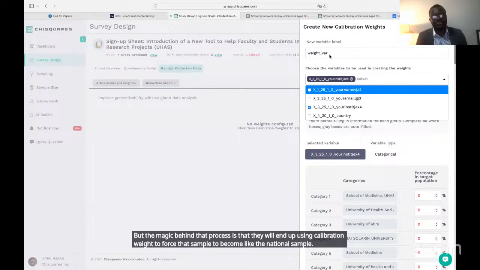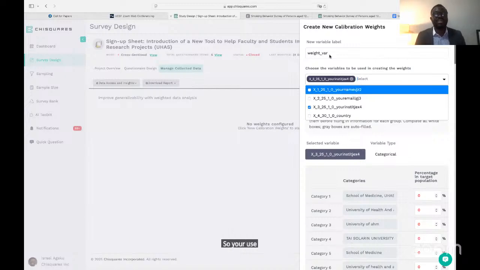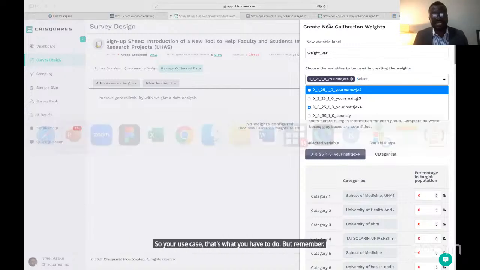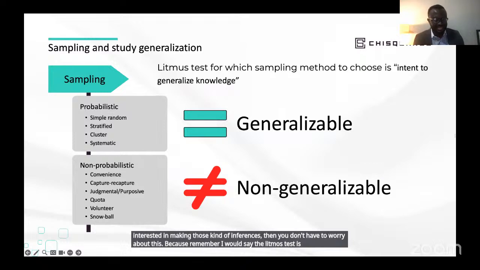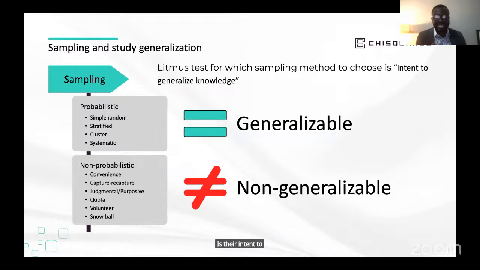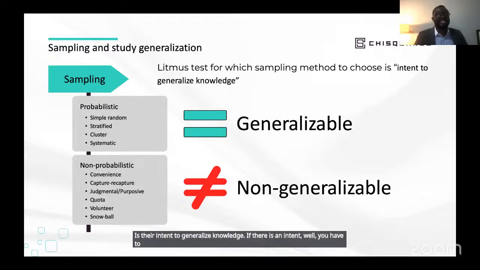So in your use case, that's what you have to do. But remember, this is only important if you are trying to make inferences to the population. If you're not interested in making those kinds of inferences, then you don't have to worry about this. Because remember, we said the litmus test is whether there is intent to generalize knowledge. If there is an intent, you have to either sample probabilistically at the very beginning, or if for whatever reason your sample ends up not being representative, you have to force that sample to become that by using weights. So that's the long and short of it.